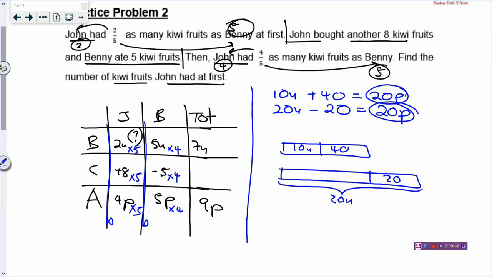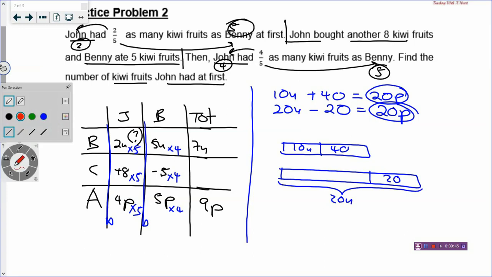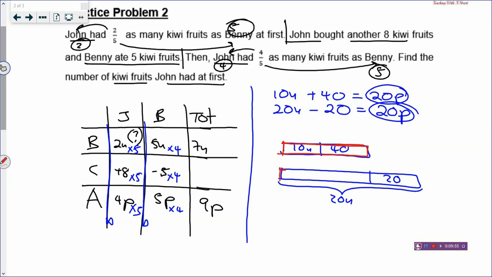Okay, let's run through again in case you're very confused. Okay, 10 unit plus 40 is 20 parts, which is the red rectangle. 20 units cut away 20 or minus 20, you also get the red color rectangle, which is your 20 parts. Alright, that's the reason why you want to make the after equal, so that you can draw a model like this. Alright, then what do you do next? You just fill in the empty box and you cut 10 units, and this is also 40.